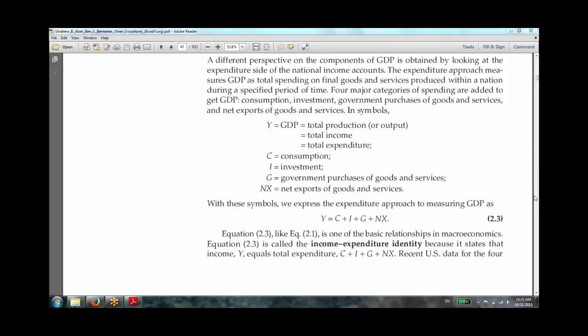Okay, so the next question is from Radhika. What will be the role of people in a country to decrease inflation? Okay, that's an interesting question. So Radhika, I don't think there's much that the people in a country can do to decrease inflation.